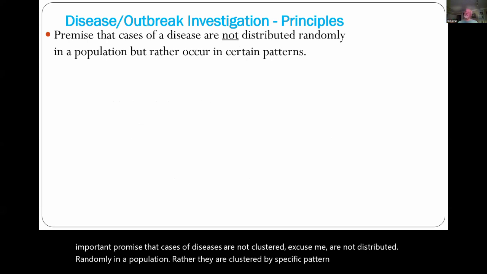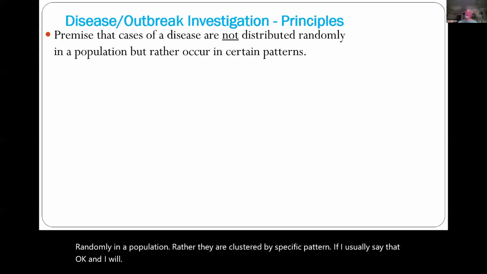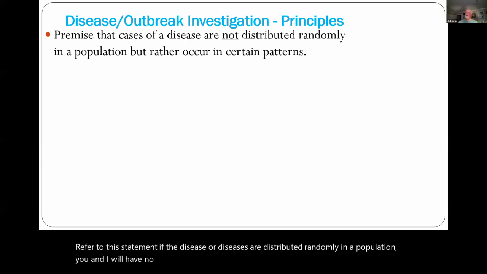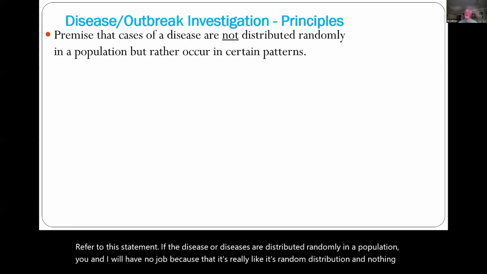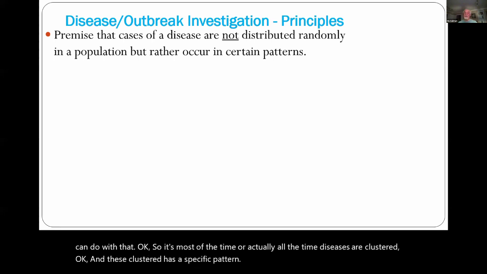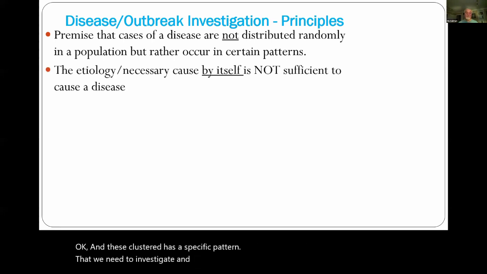I usually say, and I will refer to this statement, if diseases are distributed randomly in a population, you and I will have no job, because it's really a random distribution and there is nothing we can do with that. So most of the time, or actually all the time, diseases are clustered, and these clusters have a specific pattern that we need to investigate and find the reason behind.